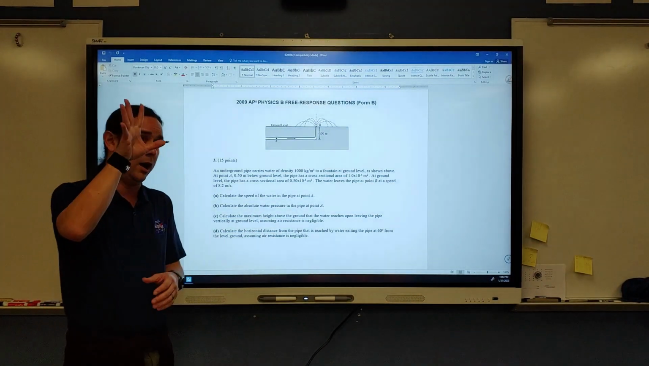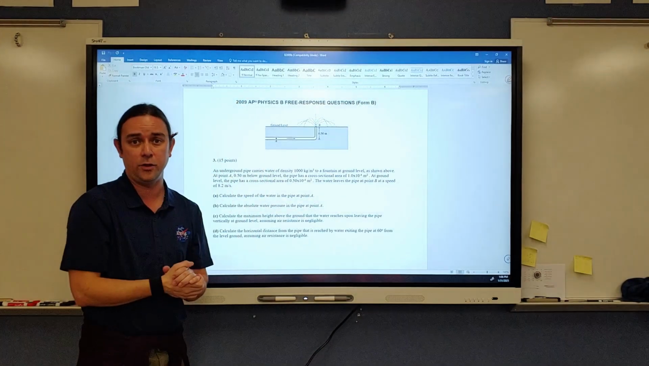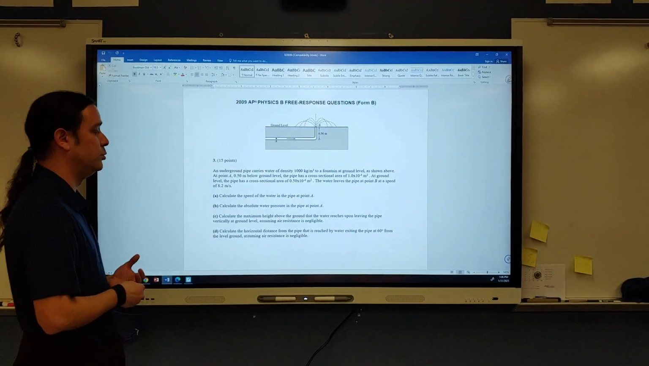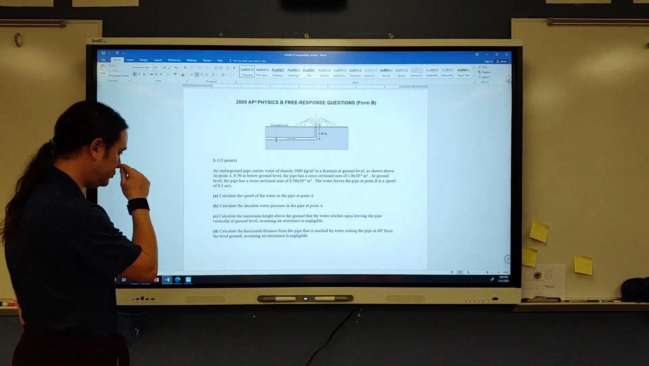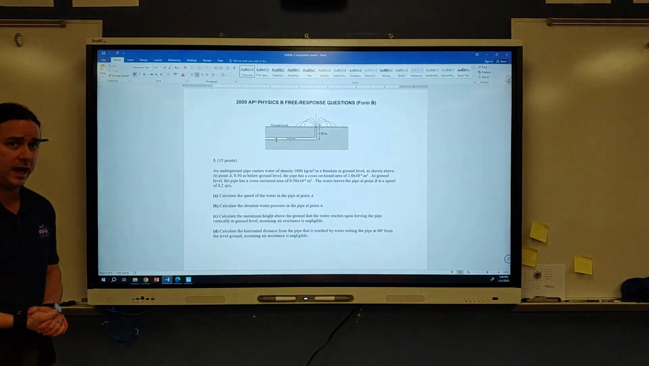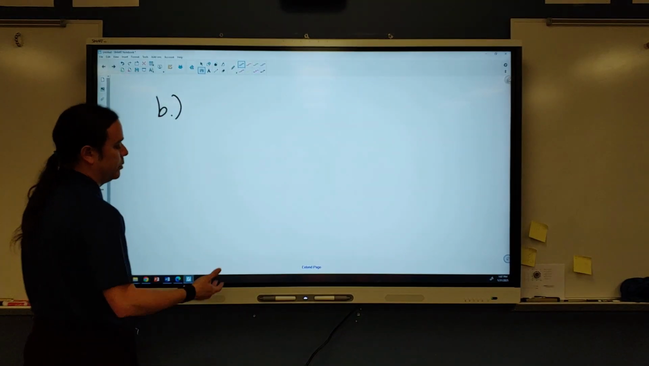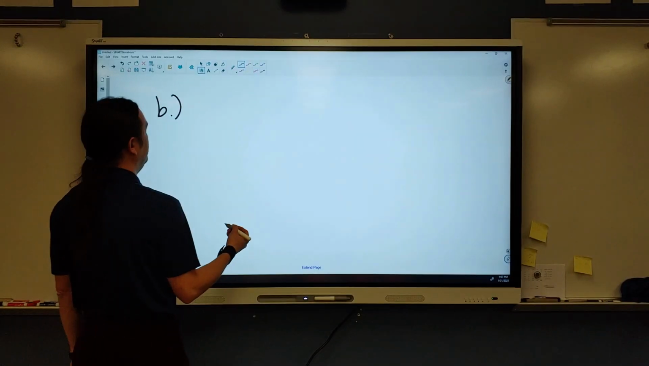But it's mainly area at one point times the speed at that point equals area at another point times the speed at another point, because we deal pretty much exclusively with incompressible flow. All right, B: calculate the absolute water pressure in the pipe at point A. This was not old terminology, it's proper terminology, but terminology that was emphasized on the old APB exam.